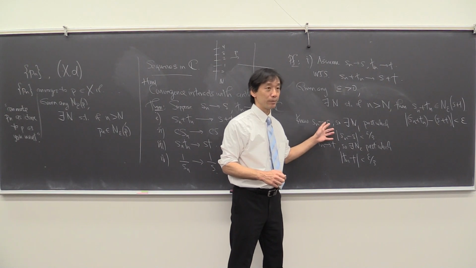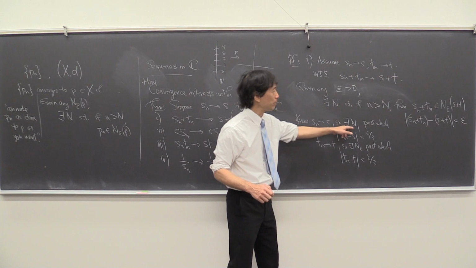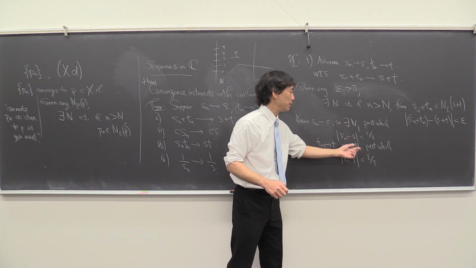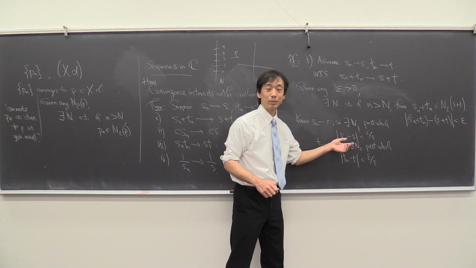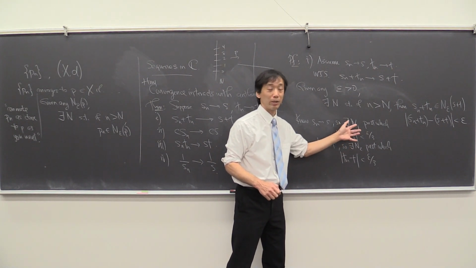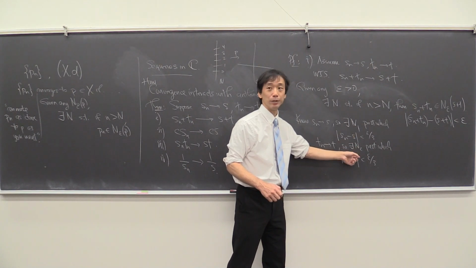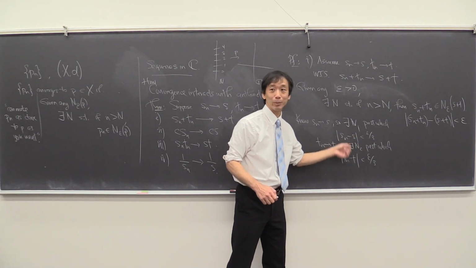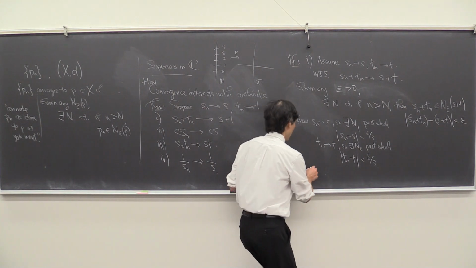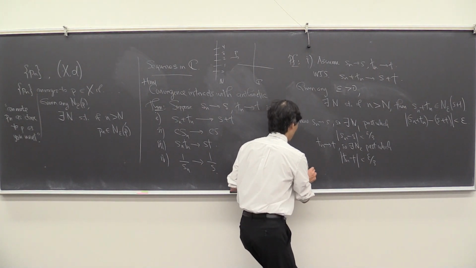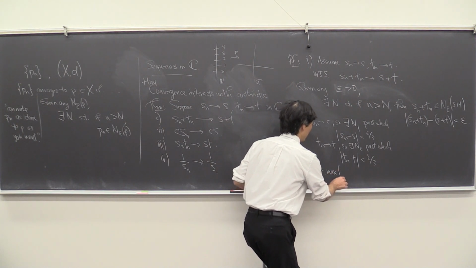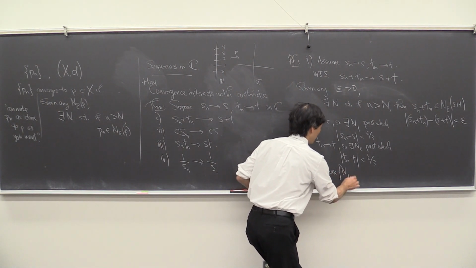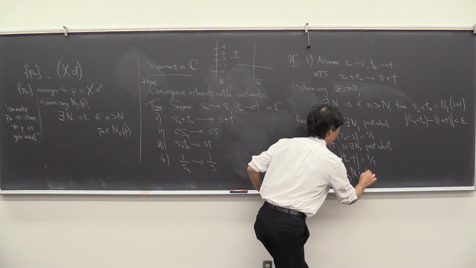What do we do next? Past this point, these guys are close to this. Past this point, these guys are close to this. So what if we're past both points? What if we're past n1 and n2? Then both of these things happen, right? So that's past the max of them, both.